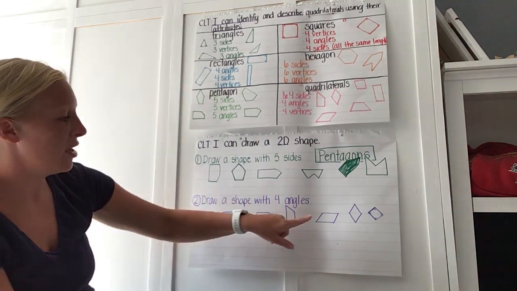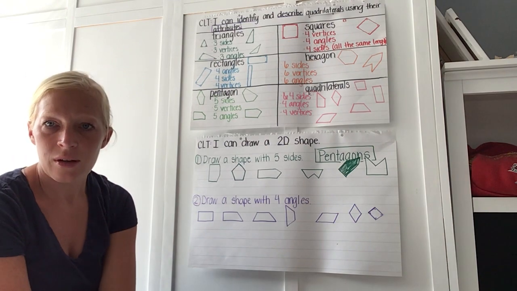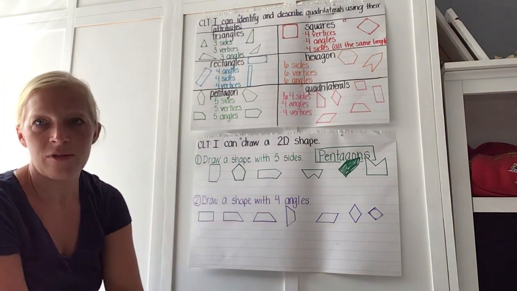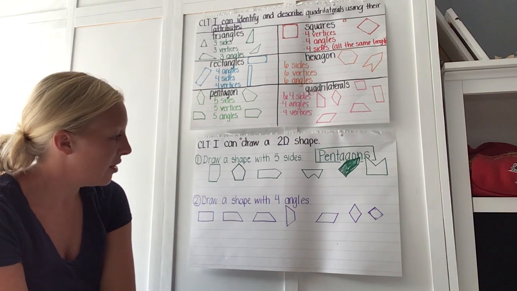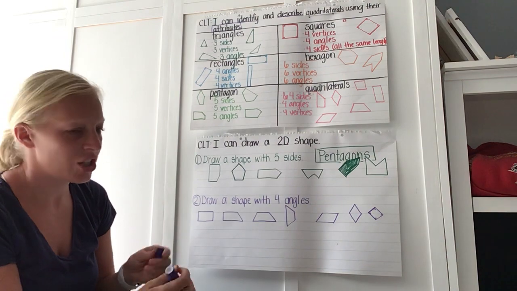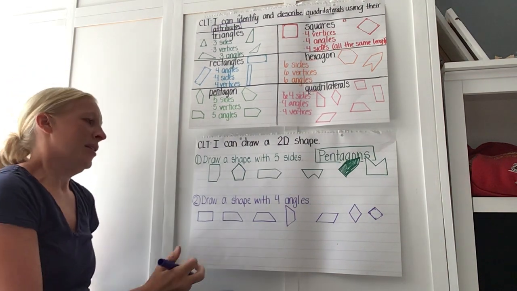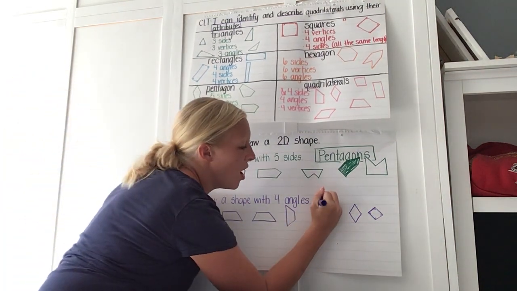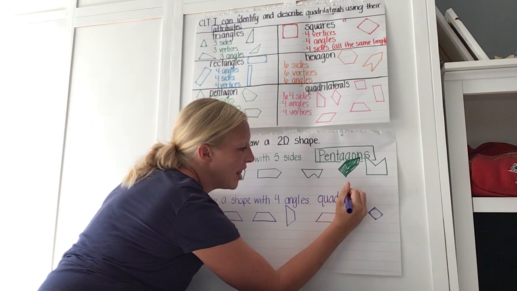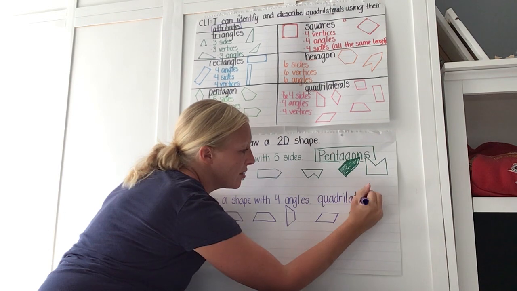Look at all of these shapes. Do they all fit my rule? Draw a shape with 4 angles. They do. What do we call these fantastic shapes? Ever say it with me? Quad. See if I can spell it the right way this time. Relaterals.